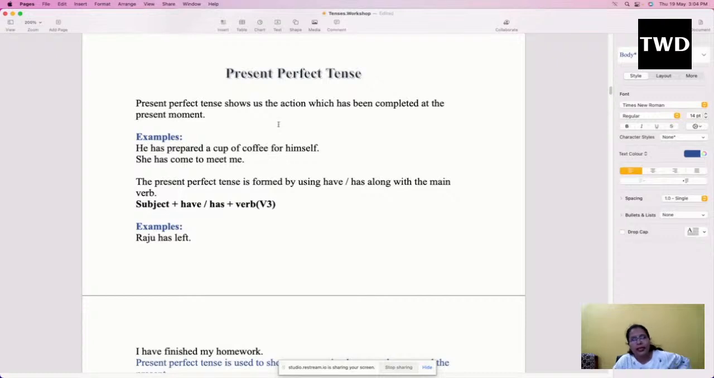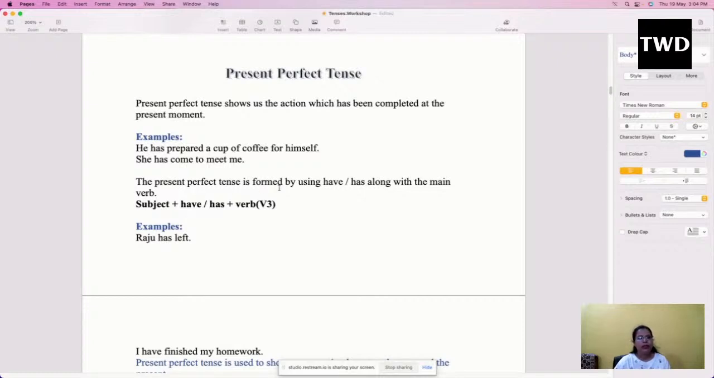So already he has finished preparing the cup of coffee, and that's why we have written, he has prepared a cup of coffee for himself. She has come to meet me. Already she is in your home, so she has come to meet me.